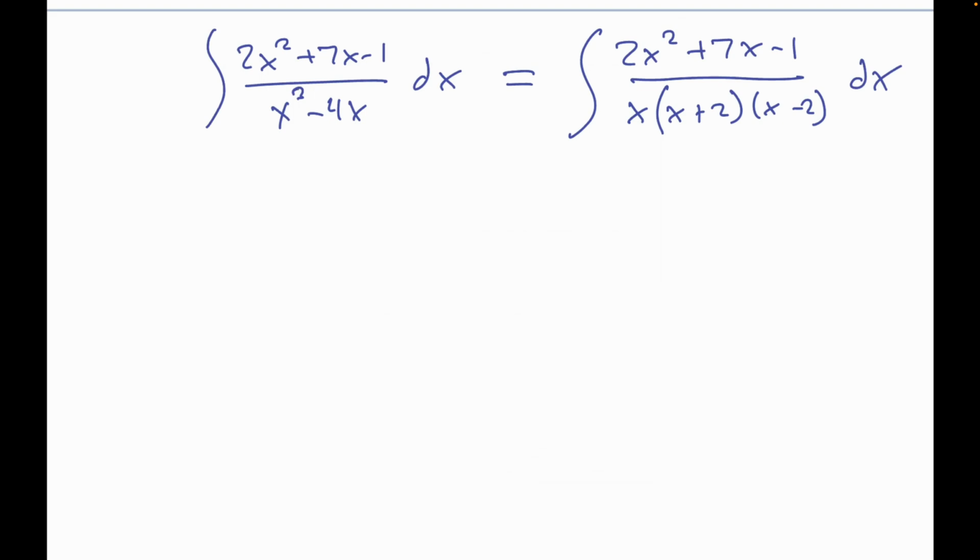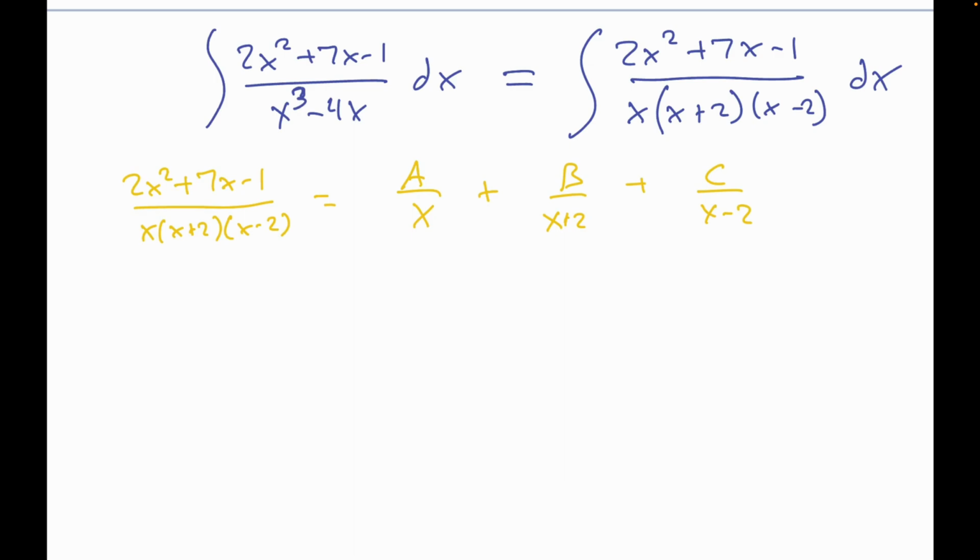Okay, so here we go. We're going to go ahead and leave the integral alone for a minute, and we're going to find the partial fractions. So we take the thing that we're taking the integral of, that whole expression, and since we have three terms in the denominator, we're going to say A over x plus B over x plus 2 plus C over x minus 2.